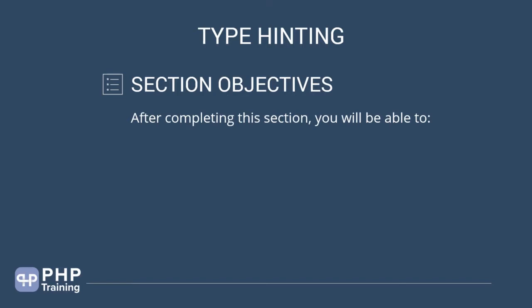Type hinting is one of the concepts which helps you to write better code. So you have to understand this concept and follow type hinting in your programming style. Let's look at the section objectives and what you will be able to learn in this section.